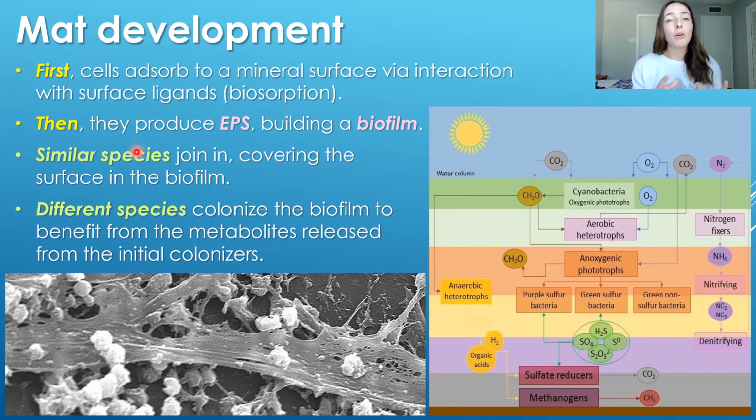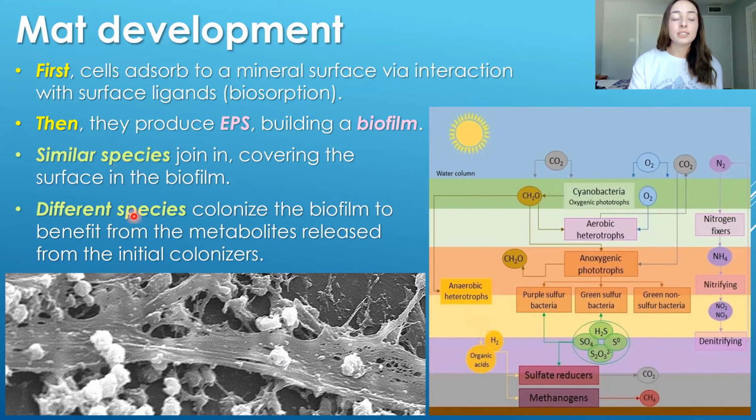And we'll talk in a second about all the reasons that EPS is really beneficial. So hold on to that thought, because I know you're wondering, why do microbes like the EPS? We'll get to that in a second, but basically these similar species join in, and then eventually different species join in that don't eat the same things as those initial colonizers. Instead, they like the metabolites or metabolic byproducts produced by those original colonizers or their sister species.